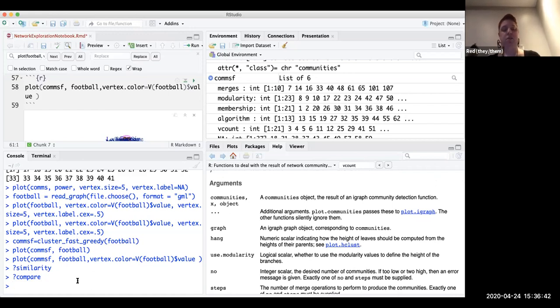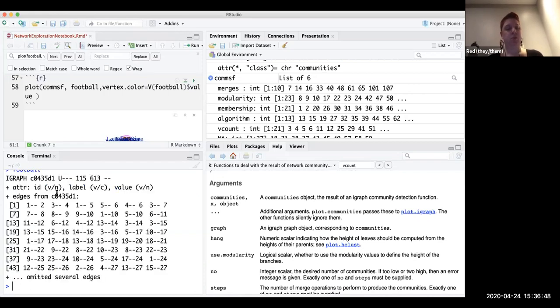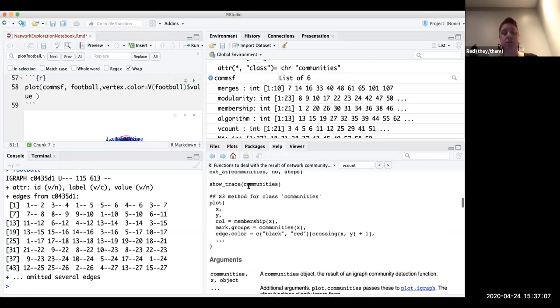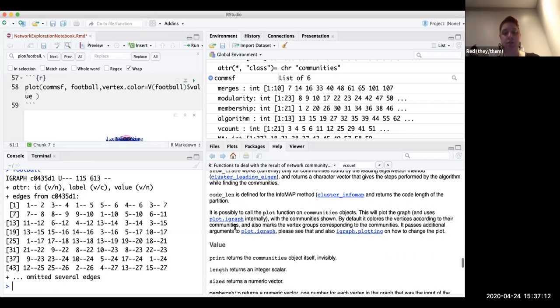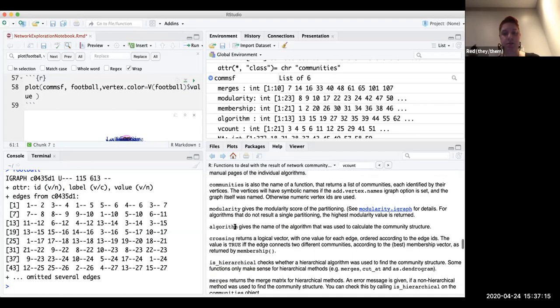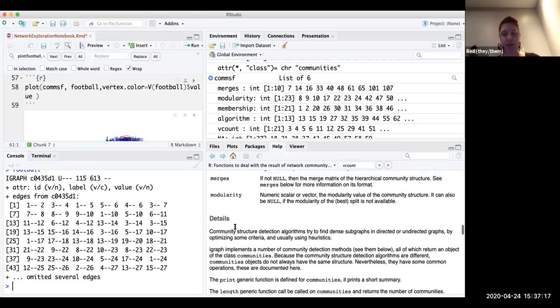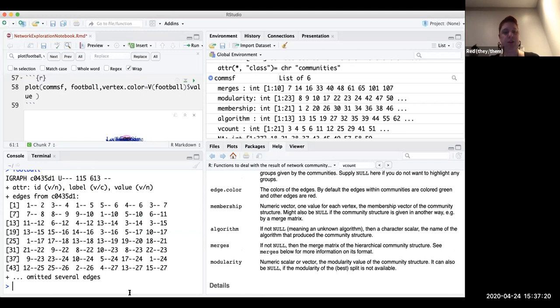All right, so for our football graph, for example, we've got a value piece of information for each of our schools here. Now that value happens to be which conference that school is in. So I want to use that value information to create a communities object. To do that, I believe we just use the communities function.